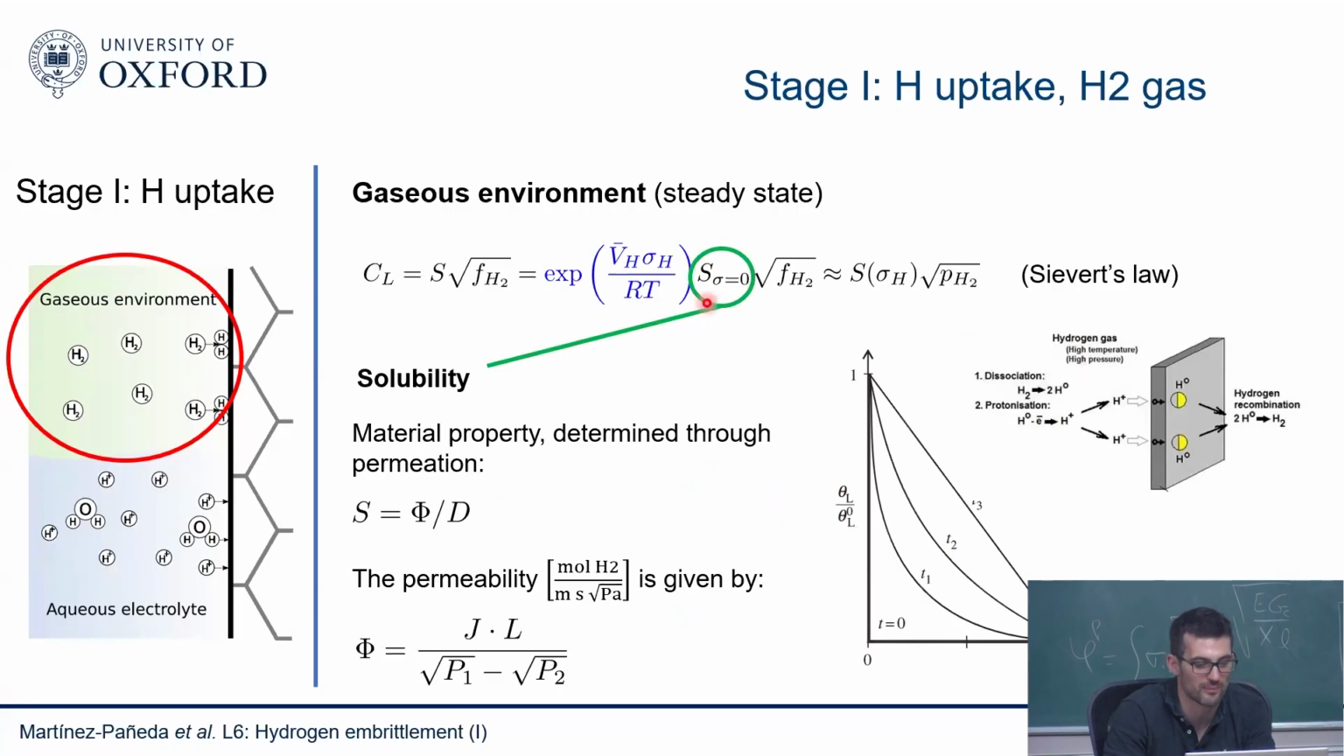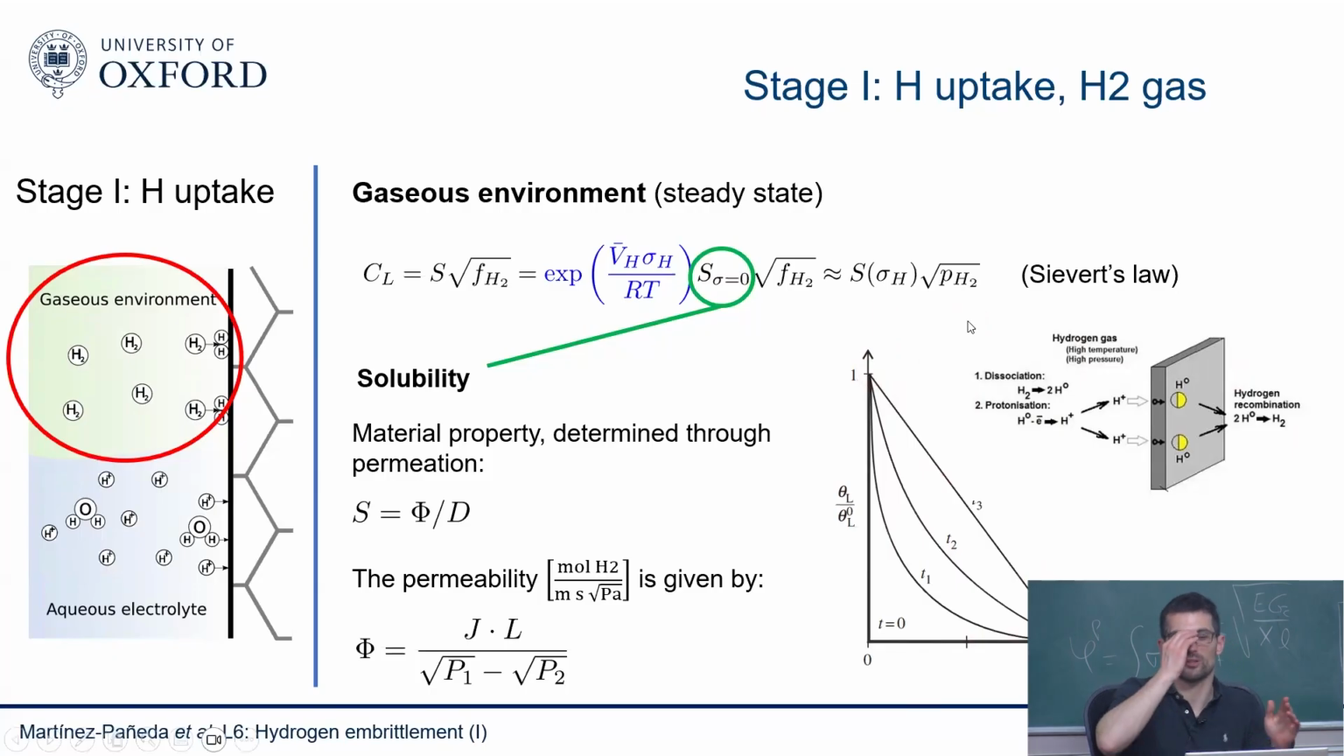The solubility of the material is something that you measure through a permeation test. You have a piece of metal, a membrane, you expose it to a hydrogen-containing environment on one side, and you measure the flux of hydrogen on the other side. If this is the hydrogen occupancy, you start with 1, and then as a function of time, eventually you get a flux of hydrogen coming out on the other side, because there you have an environment with no hydrogen. Eventually you start like this, and you end up with something like this.